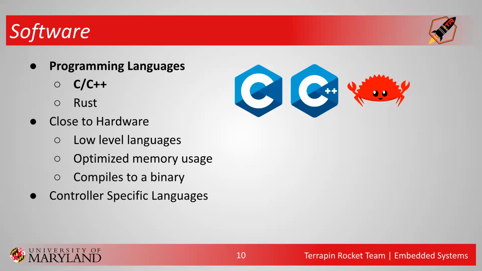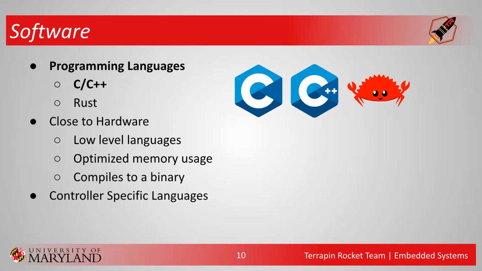Yeah, so now I'll talk a little bit about the software that goes into embedded systems. When most of you write code, you probably do it in a language like Python or JavaScript, but embedded systems is a little bit different. The languages we use there are close to hardware, so things like C and C++, and even Rust. We like these because they're super low level languages, and they allow us to optimize memory usage.